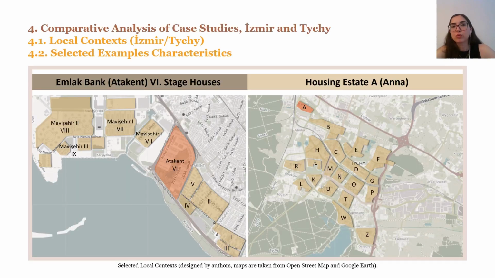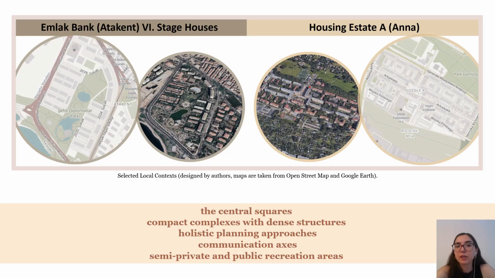I would like to briefly talk about the urban and architectural scale inferences we obtained as a result of the comparison. Emlak Bank Atakent houses located in Izmir is the sixth stage of the Emlak Bank housing estate project starting from 1969 in 9 stages. Housing Estate A, located in Tychy, the first project of the new city, was built when the socialist realism style was dominant. The current housing estates and their urban layouts in two different local contexts are quite diverse. They were influenced by the structural transformations in the process and created their own housing identities.